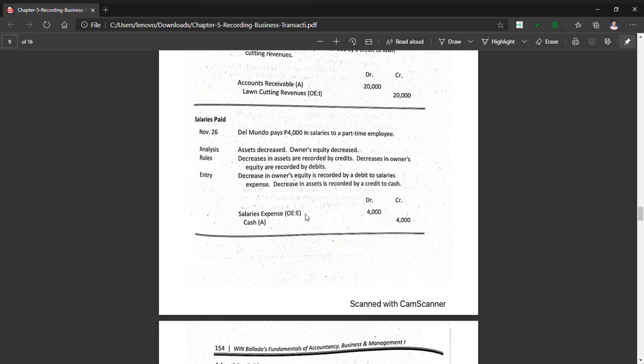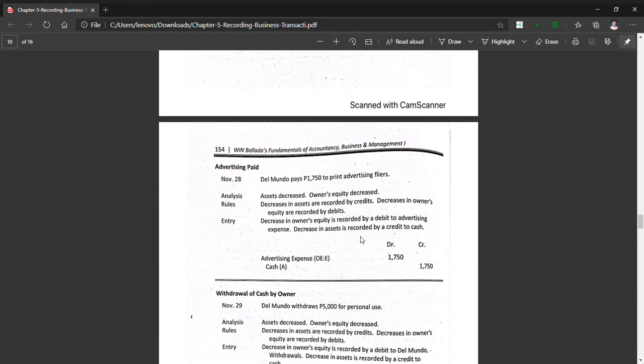So salaries expense, we debit for 4,000. Yung salaries expense, it decreases owner's equity. So, kapag nagdi-decrease ang owner's equity, nasa left side siya, right? Kabaliktaran siya ng normal balance niya. So, debit 4,000, credit cash 4,000 kasi nagbayad tayo ng pera.